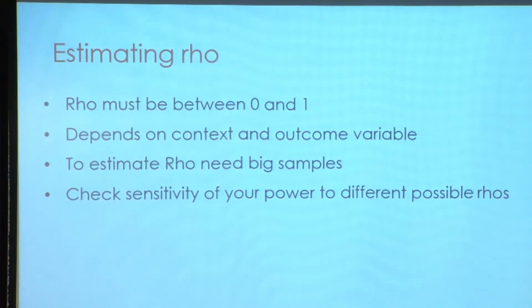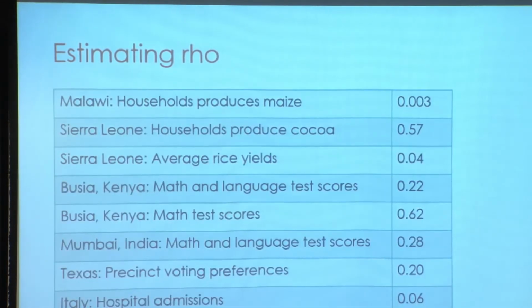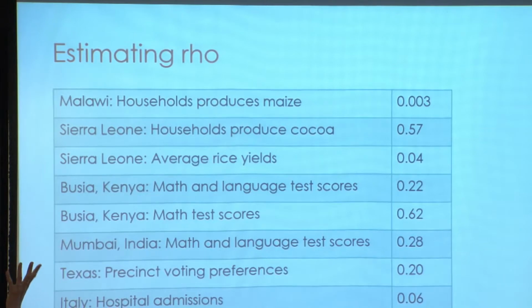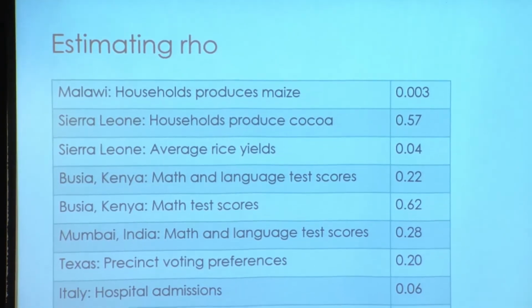So when I do power calculations, I estimate it, but then I also look at, well, what if my estimate of rho is wrong? What if it's a little bit bigger? What if it's a little bit smaller? And I do a whole bunch of different calculations to see how sensitive my power and my sample size estimates are to different possible rhos. So here's just some rhos from different studies we've done, just to show you how much it changes.